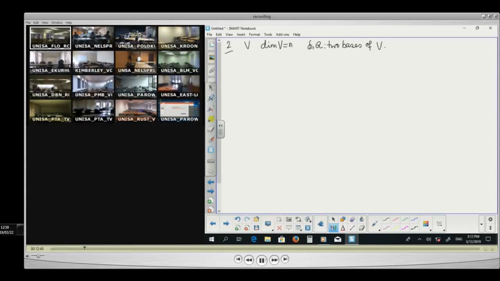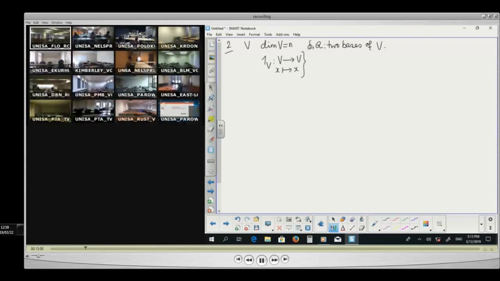And what's the linear transformation that I am taking? I take the identity linear transformation. So remember, what is it? It doesn't change anything, the identity. The same thing. Right?